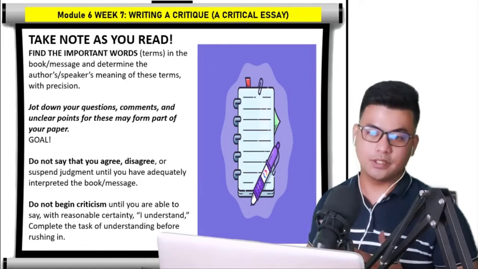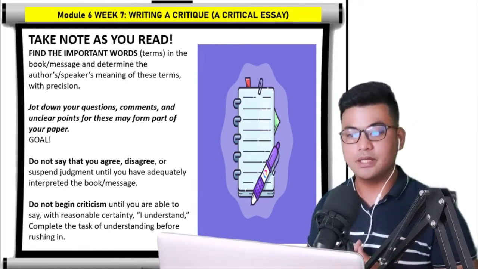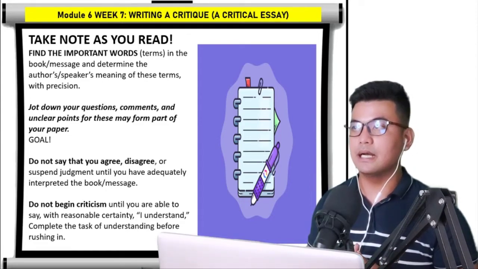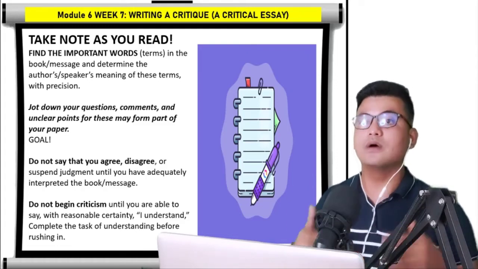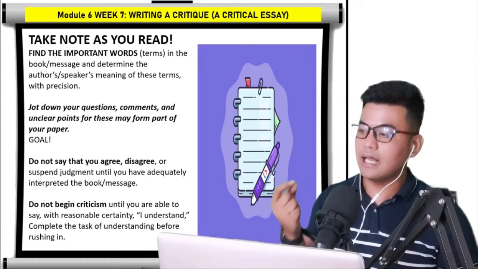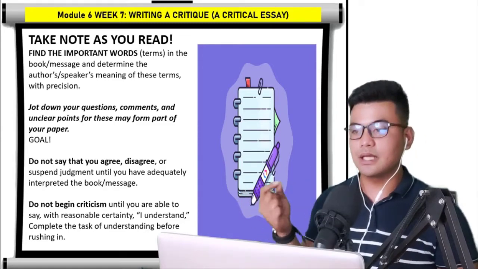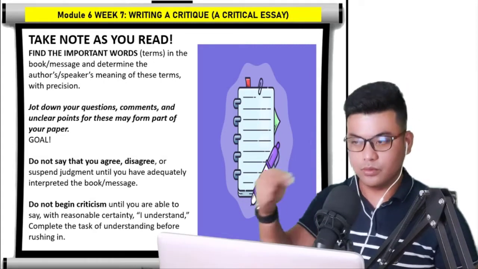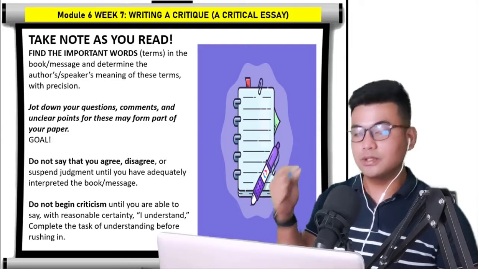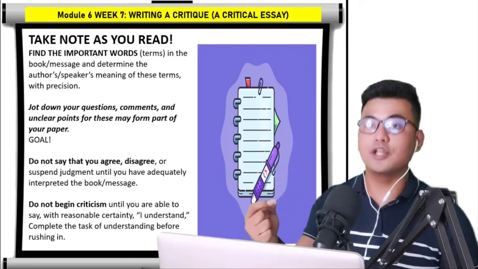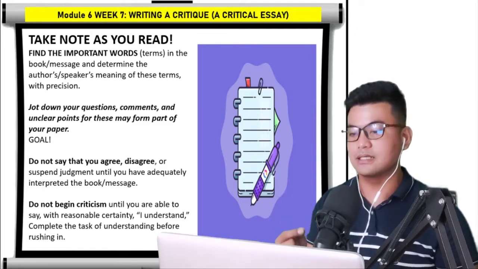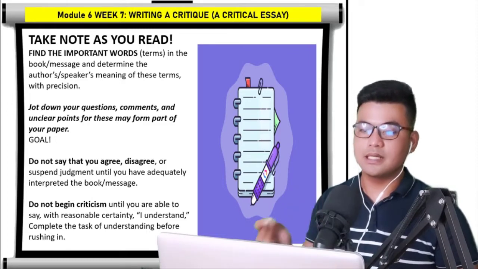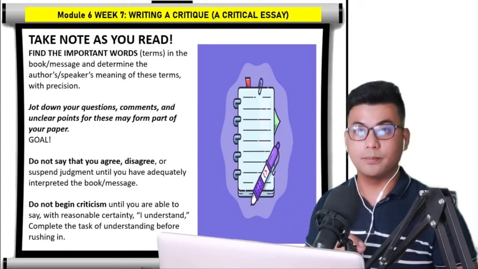Find the important words, terms in the book, message, and determine the author, speaker's meaning of these terms with precision. Alam nyo naman yan na ang words can be different depending on how the author used that. Okay? Kaya kailangan ninyong identify yung mga words na yon, okay? Sometimes yung words na yon ay hindi yun yung understanding natin sa mga salita na yon. You have to take down those words that you feel you don't understand, and then tignan niyo yung context kung paano siya ginamit doon sa sentence, sa paragraph, and even sa as a whole, okay? Jot down your question, comments, and unclear points for this may form part of your paper.